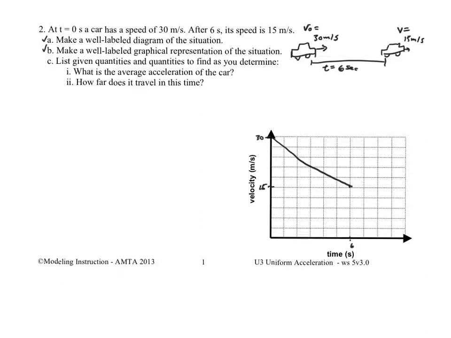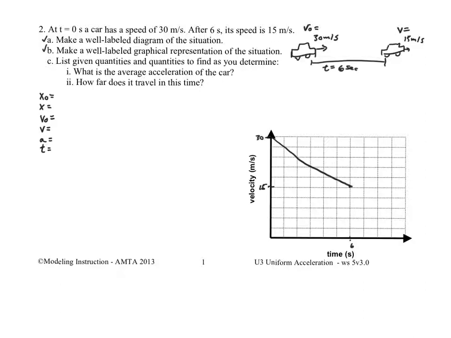So first off, I want to list the given quantities. I always write this out the same way. I write out the starting position, ending position, starting velocity, ending velocity, acceleration, and time. It helps if you can write them out in roughly the same order every time, just for your brain. Now I'm going to start plugging in information that I know.